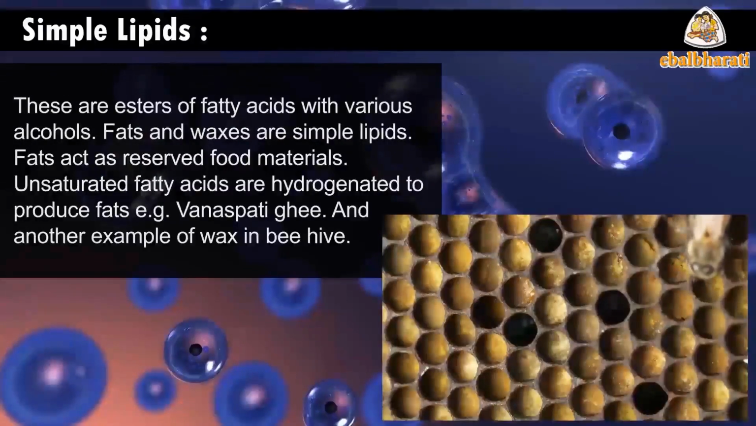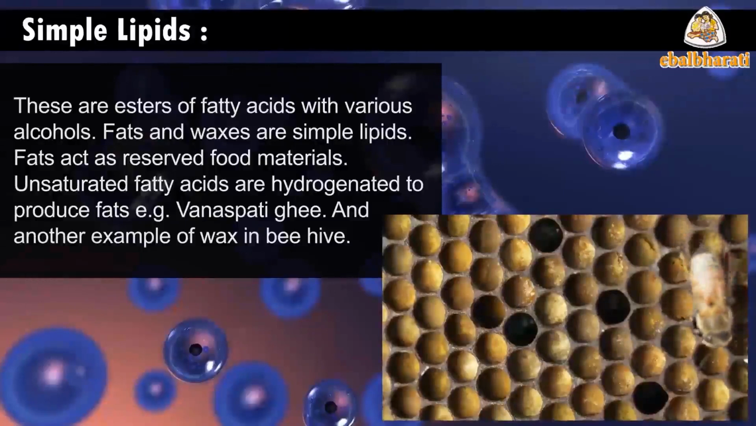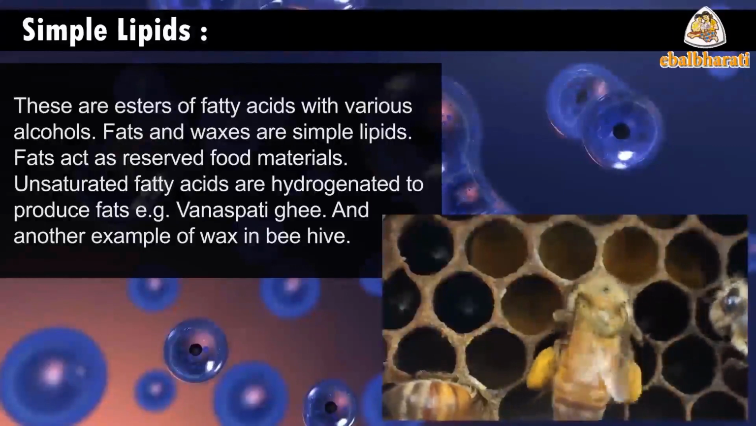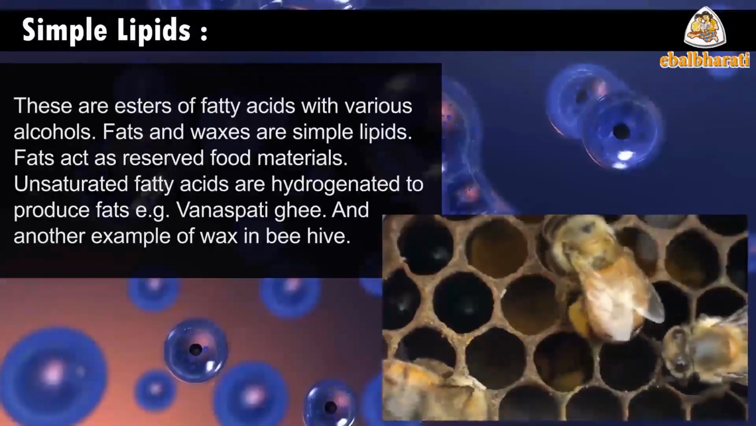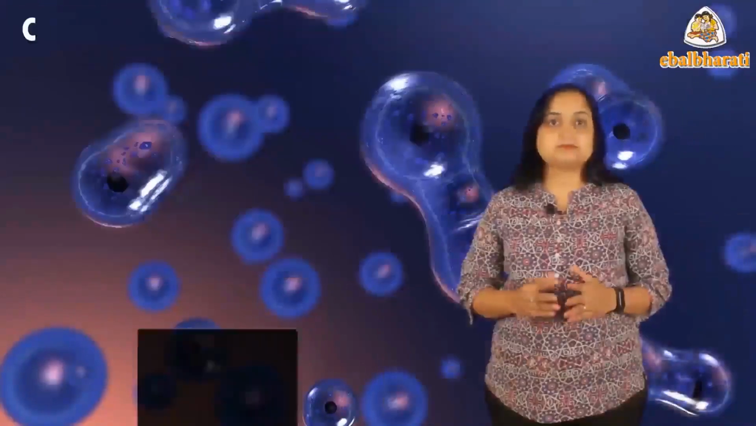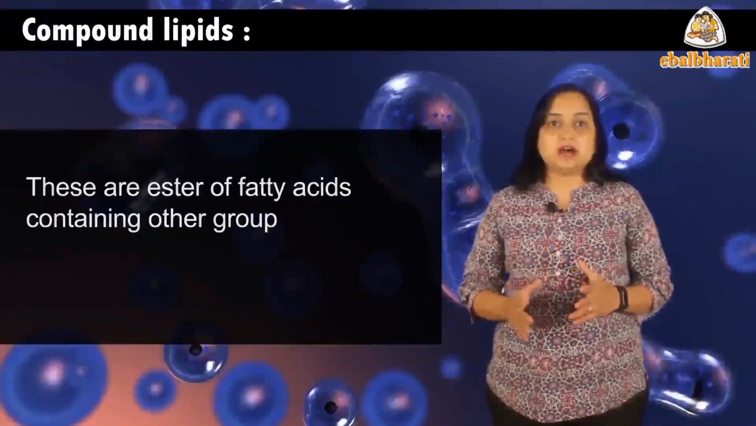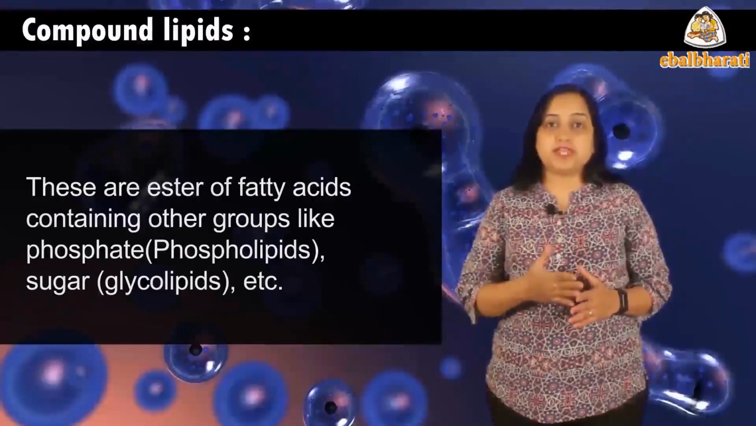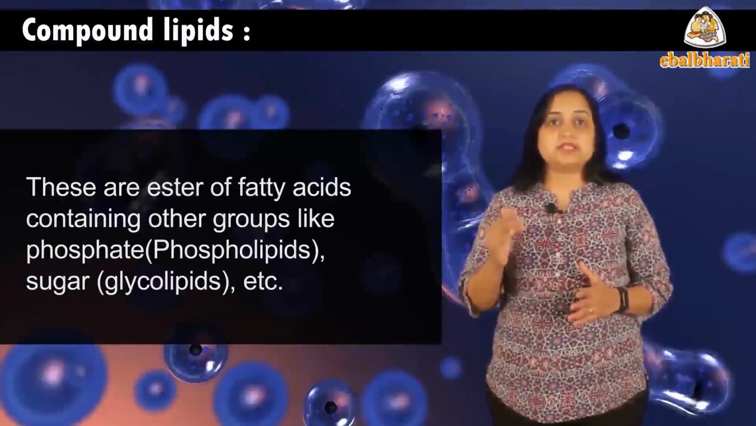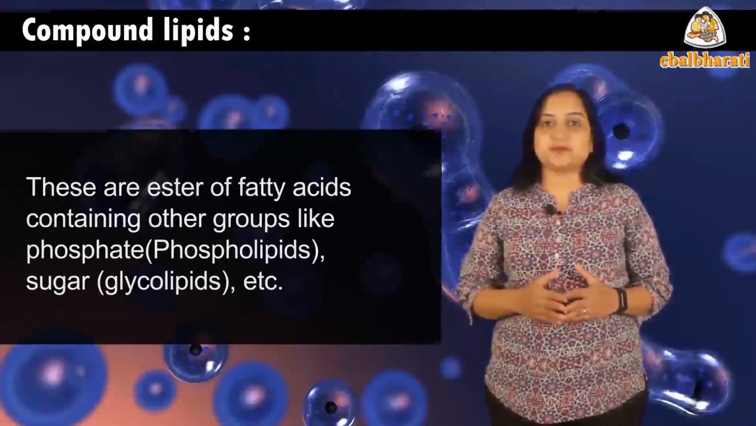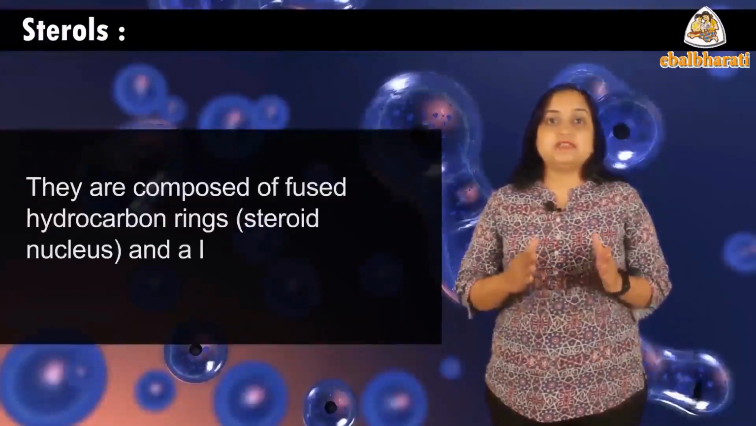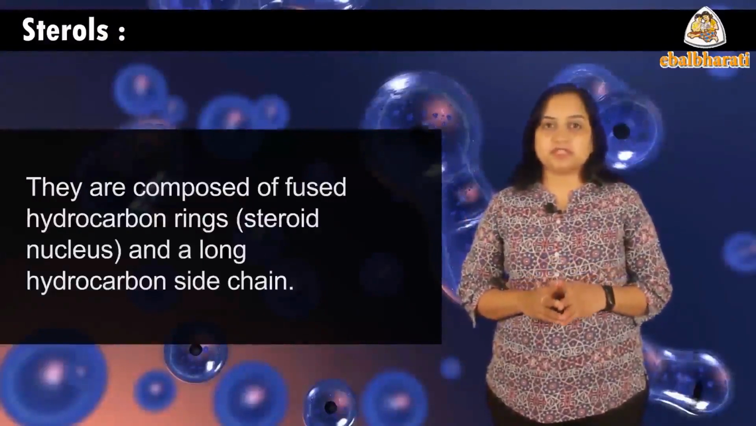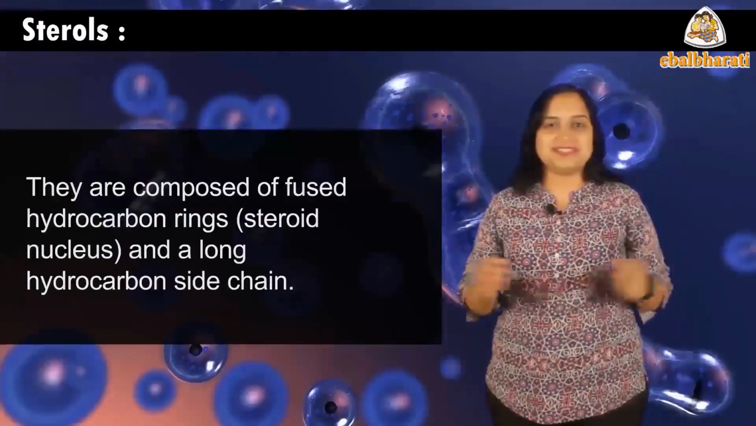Fats act as reserved food materials. Unsaturated fatty acids are hydrogenated to produce fats, example vanaspati ghee. And another example is wax in the beehive. Compound lipids. These are esters of fatty acids containing other groups like phosphate, phospholipids, sugars, glycolipids, etc. Sterols. They are composed of fused hydrocarbon rings, steroid nucleus, and a long hydrocarbon side chain.